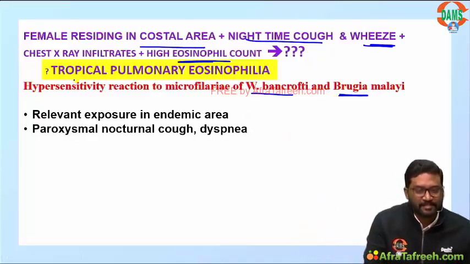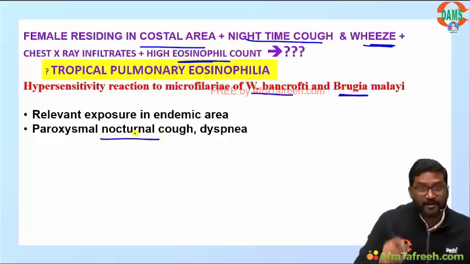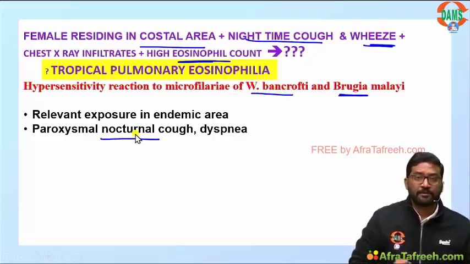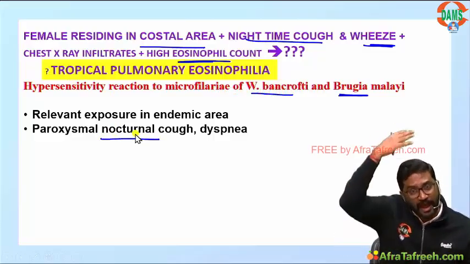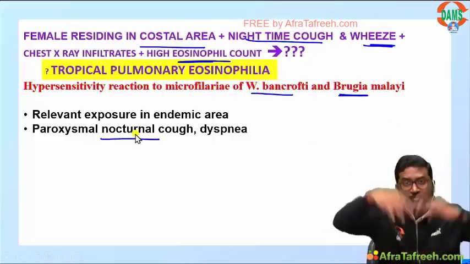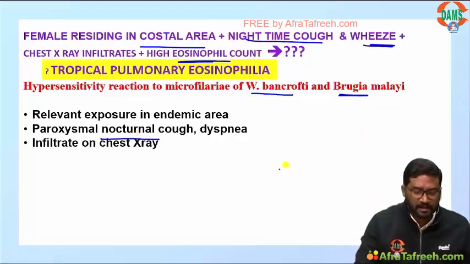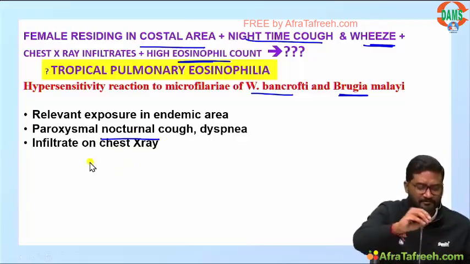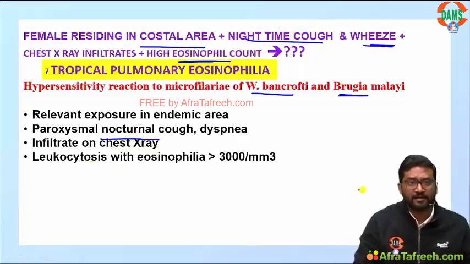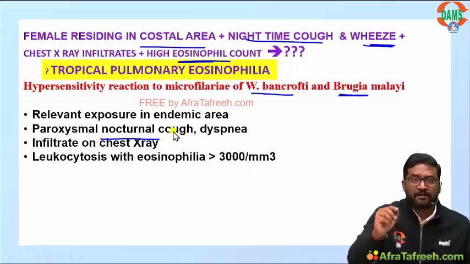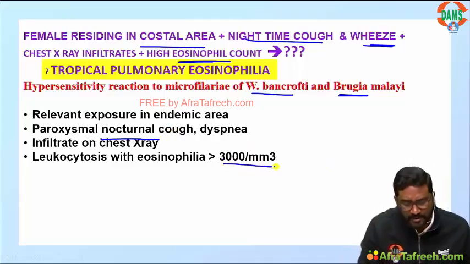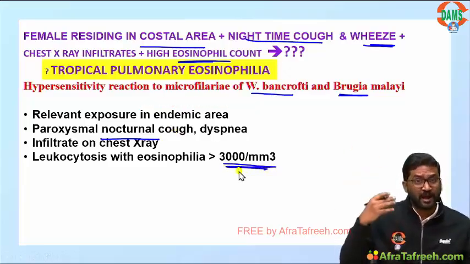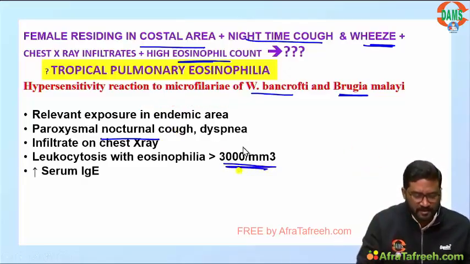Okay. So here there will be more of nighttime symptoms. So why nighttime symptoms? Because the worms will be more active in the night. They will be producing more larvae into the night. And many kinds of infiltrates can happen. You can have a unilateral infiltrate, bilateral infiltrate. Then the guideline says that in this disease, eosinophilia can be noted more than 3000 per mm³. Very high eosinophilia.